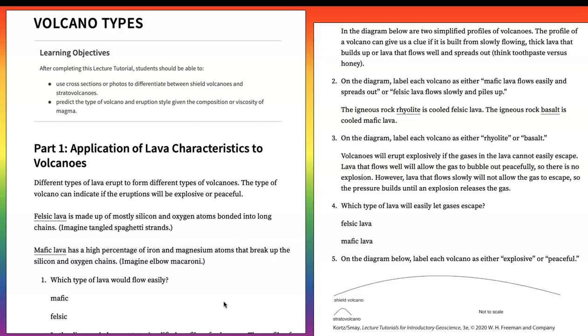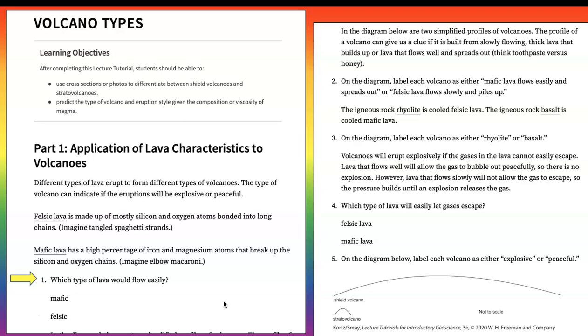Now, felsic lava is made up mostly of silicon and oxygen atoms, and they are bonded in long chains, so it makes that kind of lava rather sticky, and gas gets trapped in that kind of lava. Mafic lava, on the other hand, has a lot of iron and magnesium in it, and that breaks up these long chains of silicon and oxygen.